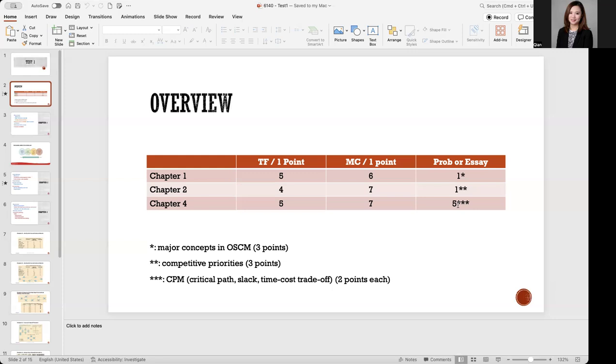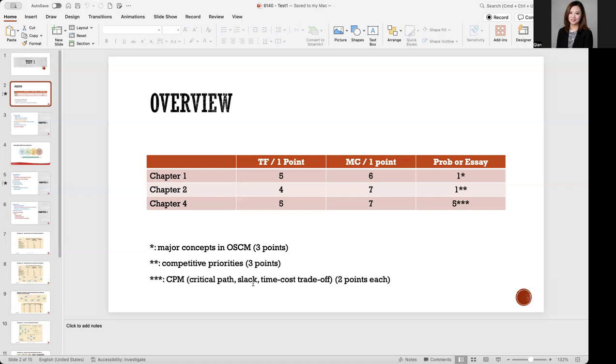For the chapter 1 short answer question, it comes from the important, or what we call the major concepts in OSCM, which we analyzed in the history part of operations and supply chain management. For the chapter 2 short answer question, it comes from the competitive priorities. We have a few competitive priorities, and the question is related to that part.